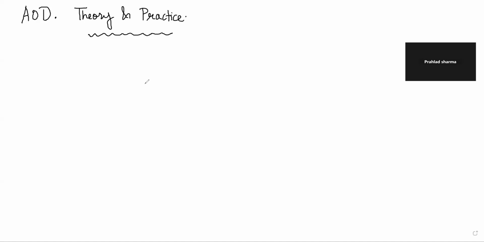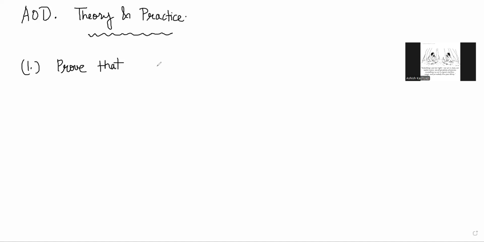We'll continue with the AOD theory discussion. There is a little bit of theory that is left, and we'll do some practice problems. We'll first start off with the two questions I had given at the end of the last class. First was prove that mod of cos alpha minus cos beta is less than equal to mod of alpha minus beta.